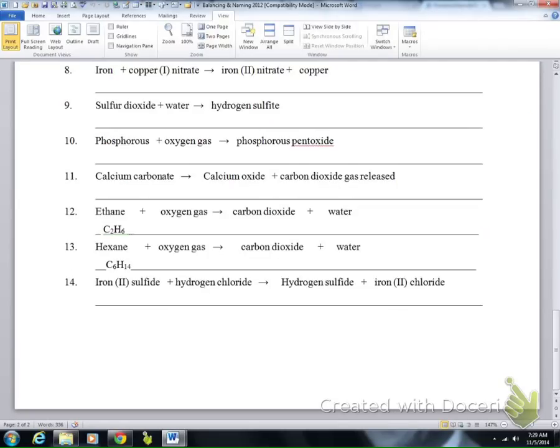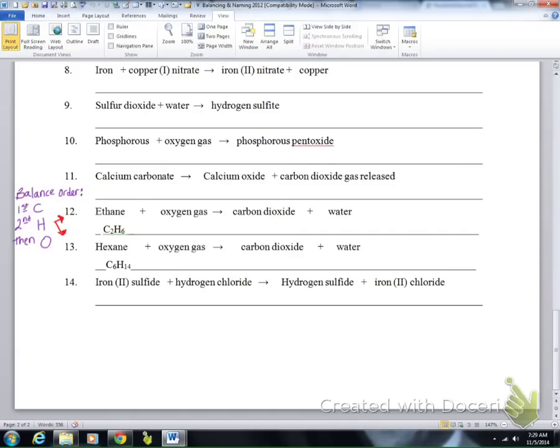Alright, so on 11 and 12, or excuse me, 12 and 13, we've got some rules for you. The balancing order is you want to balance carbons first, and then hydrogens, and then oxygens. These are what we call combustion reactions, and we're going to get into these much further towards the end of this unit, and actually a lot in second semester. So you're never going to need to know these hydrocarbons here, which are carbons and hydrogens in a compound, so that's why we give them to you.